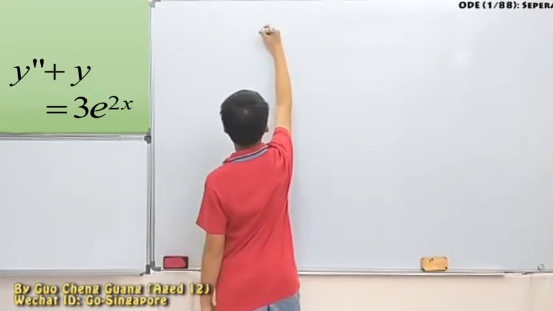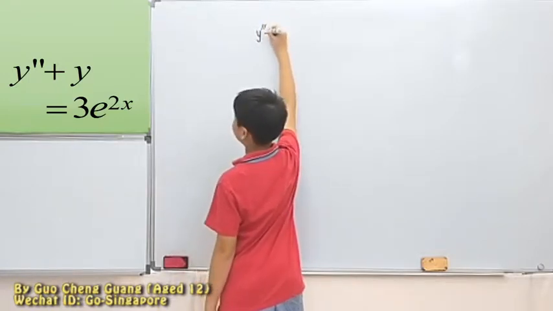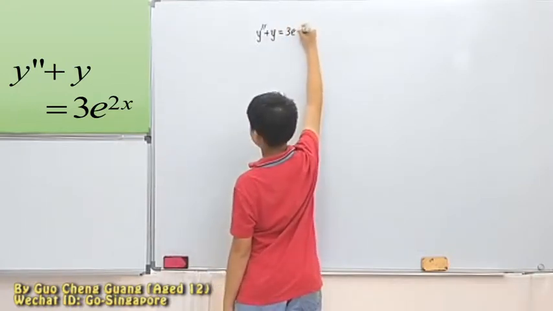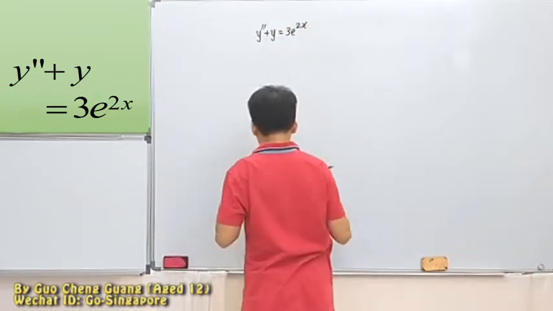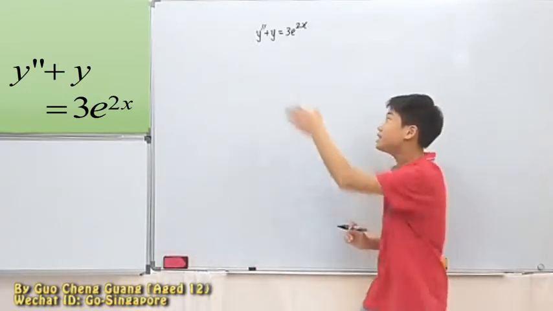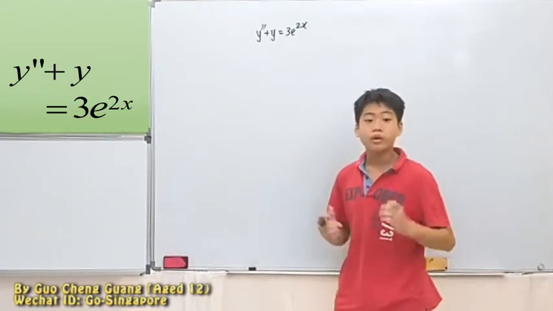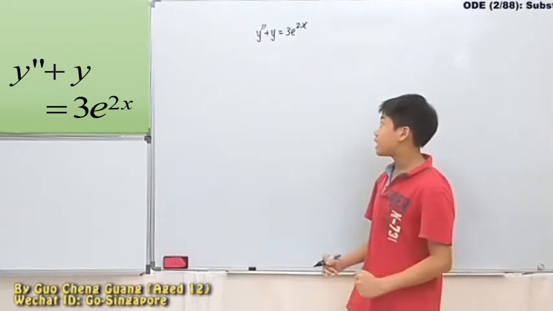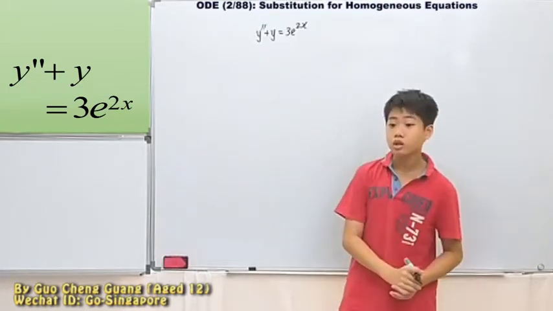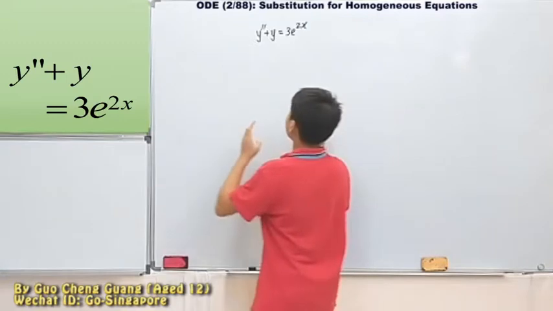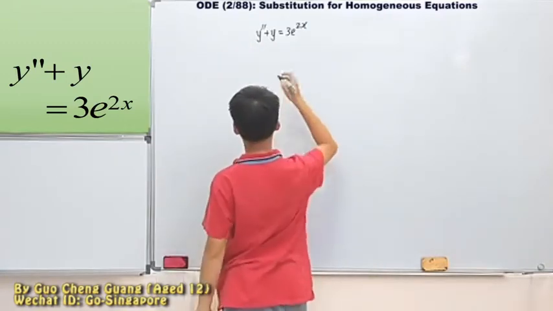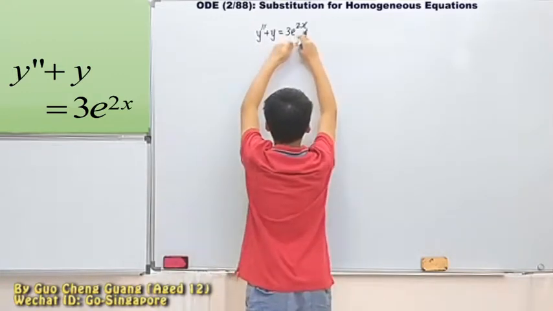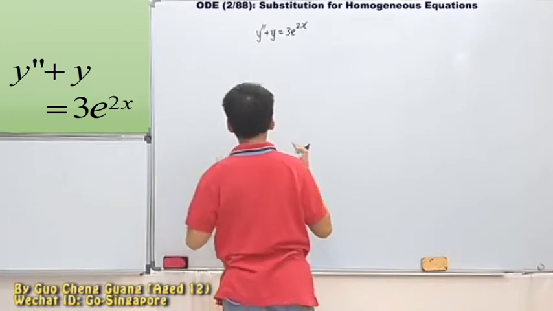So this example: y second derivative, plus y, equals 3e to the power of 2x. Firstly, in the past, when we met these types of questions, we've always said this is non-homogeneous. But at the same time, it is linear, it has constant coefficients, it is an ordinary differential equation. So what we can do is, we want the general solution.